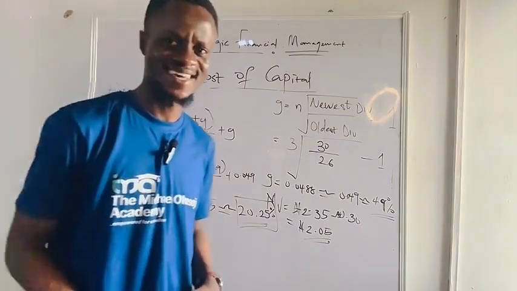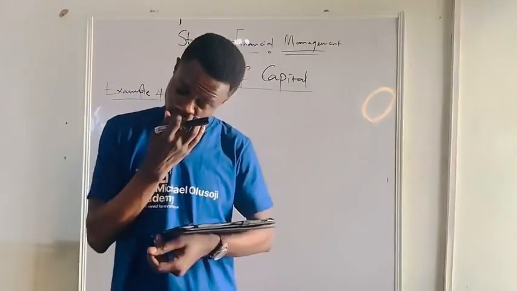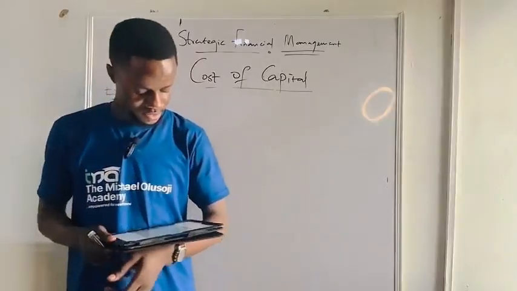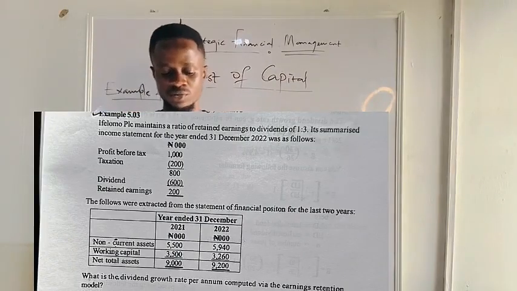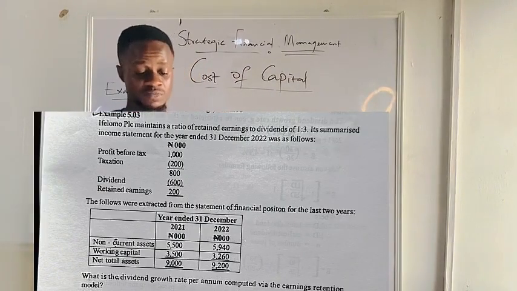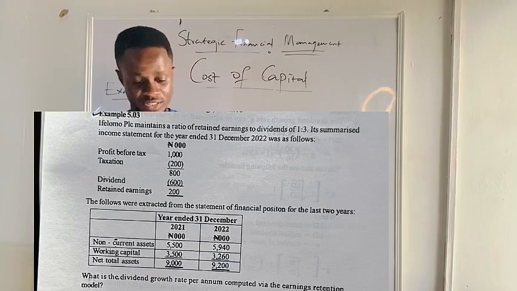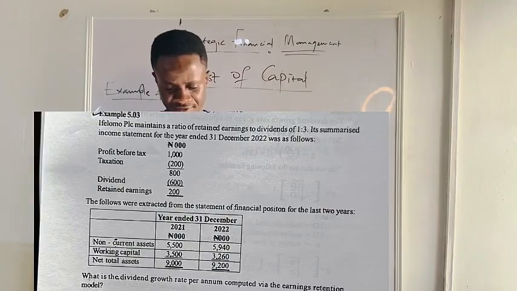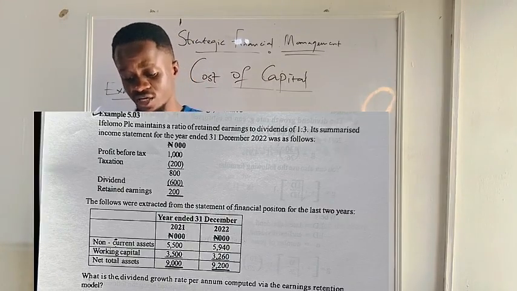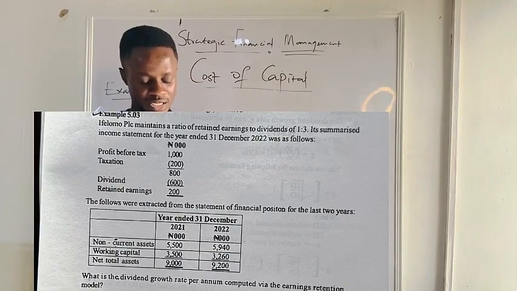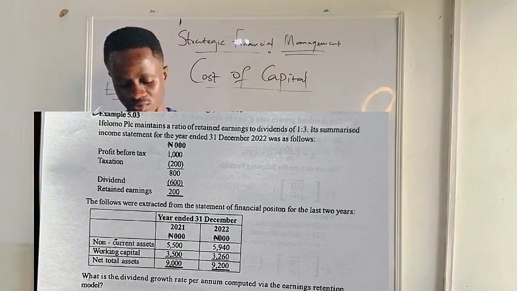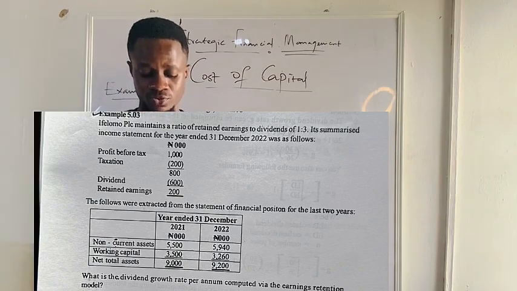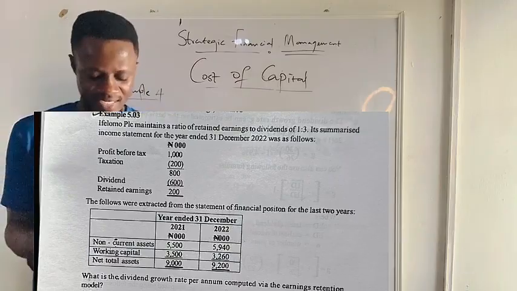Let's open another question. Are you ready? So we have another question here that says if Fellomo PLC maintains a ratio of retained earnings to dividend of 1:3. Its summarized income statement for the year ended 31st December was as follows. We have the details here, and the following were extracted from the statement of financial position for the last 2 years. So what is the dividend growth rate per annum computed via the earnings retention model?